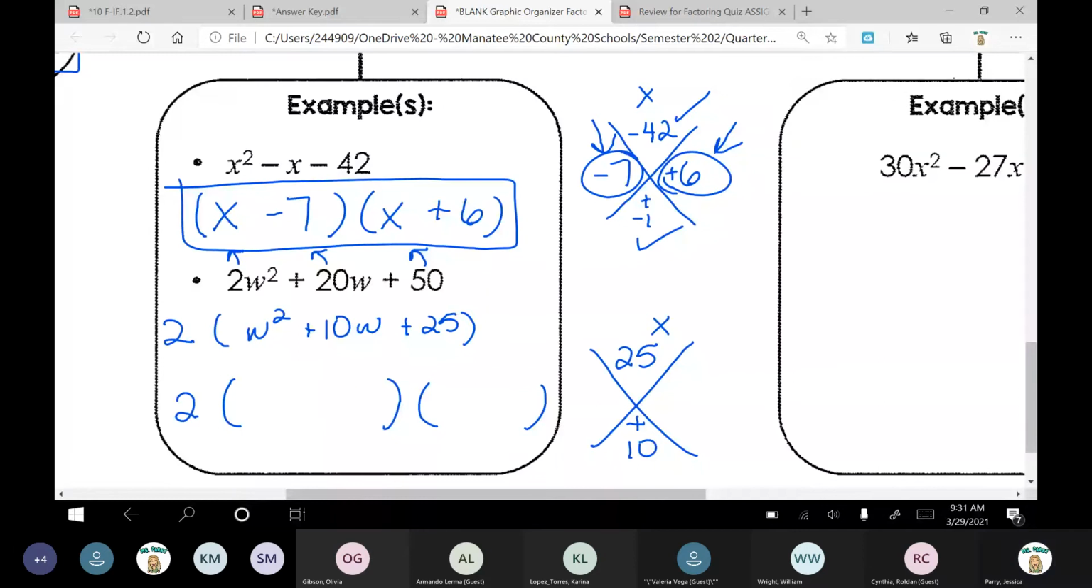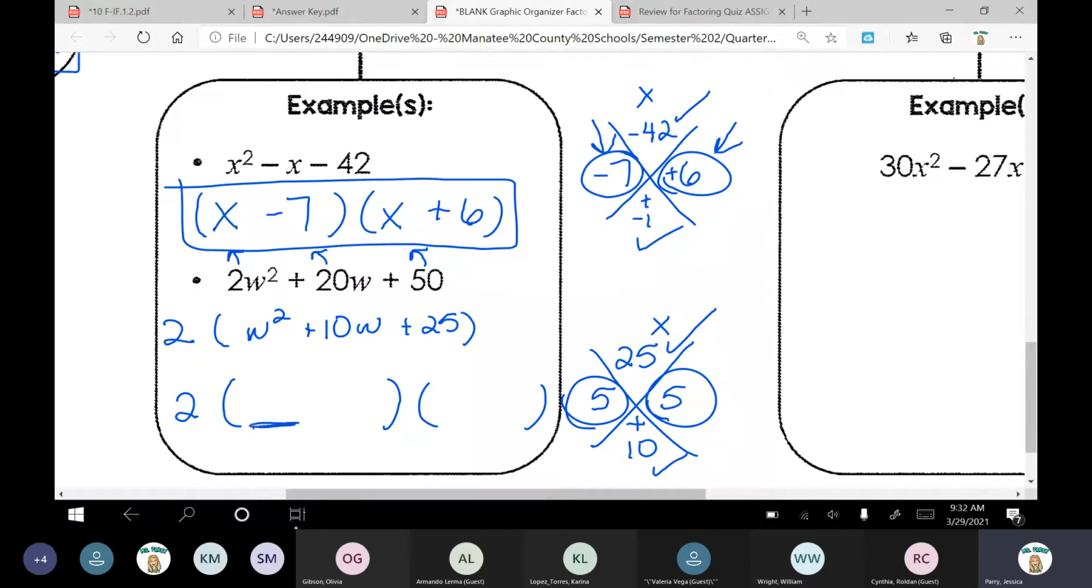Okay, so let's see here. What times what would be 25? And then what plus what is 10? You can think 1 times 25 is 25, but 1 plus 25 is not 10. So what else could I multiply to get 25 that adds to 10? And for all of these, you're going to do trial and error. You're going to make mistakes. You're going to try it out a million different times. For this one, let's do 5. I see someone said 5 times 5. So let's see. 5 times 5 is 25. That works. And then add them together. 5 plus 5 is 10. Perfect. So that works.